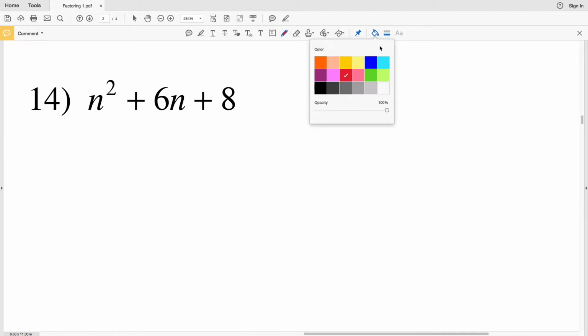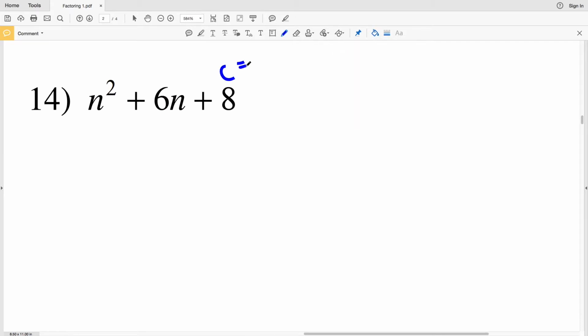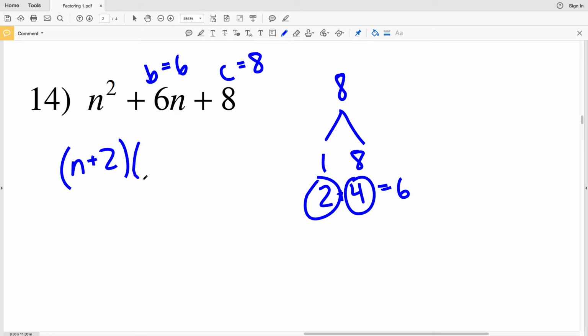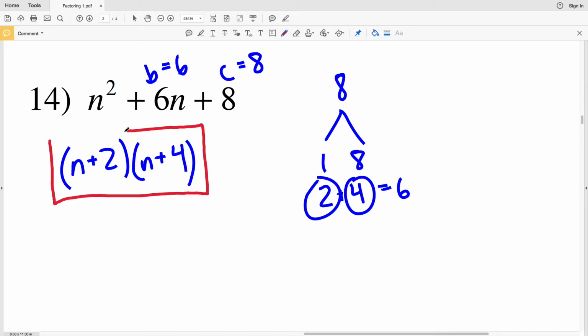In number 14, we have the same numbers except C is positive 8 and B this time is a positive 6, as opposed to a negative 6 like in the previous problem. So our factors are 1 and 8, which do not add to give us 6, but 2 and 4 do add to give us 6. So we're going to do n plus 2 times n plus 4.